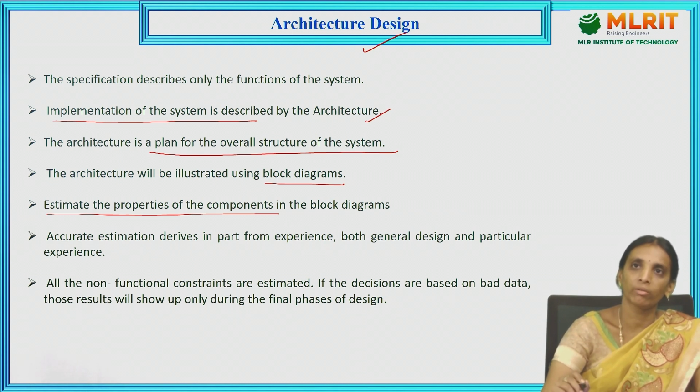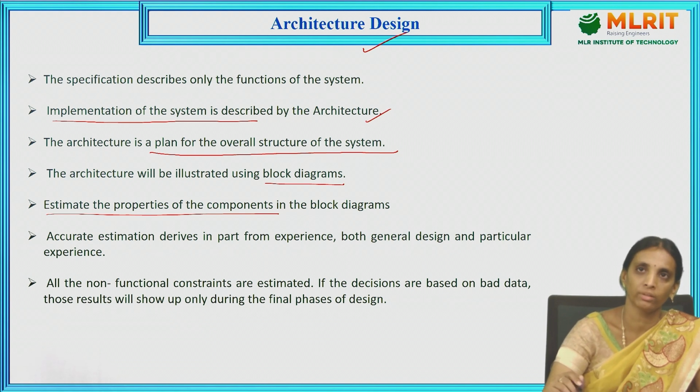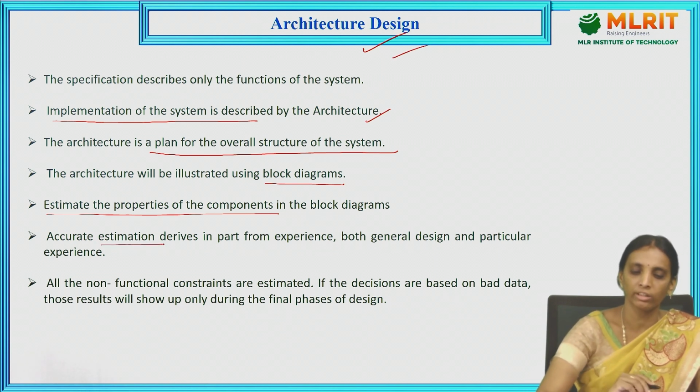So for development of the system, what are the components we need? And how can we connect from one component to another component? So the list of the components and the framework of the components in the block diagram are represented by the architecture design. So it gives an accurate estimation.